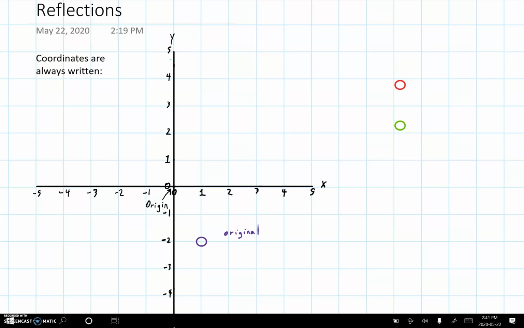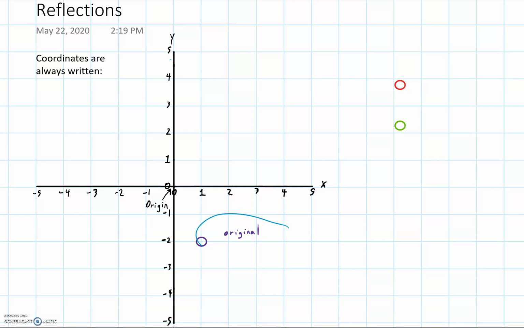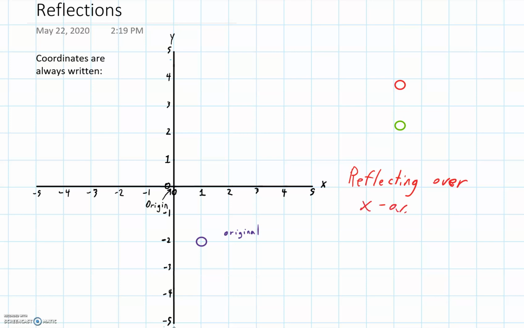Alright, so we're going to do two different things to our point, to our circle, this purple circle that says original beside it right here. We're going to do two things. So first of all, in red, we're going to be flipping or reflecting over the x-axis. So reflecting over x-axis.